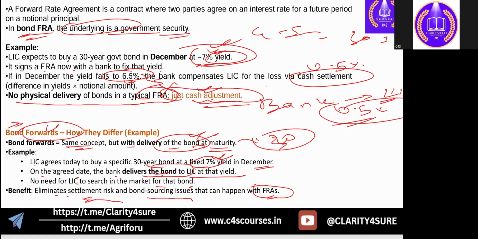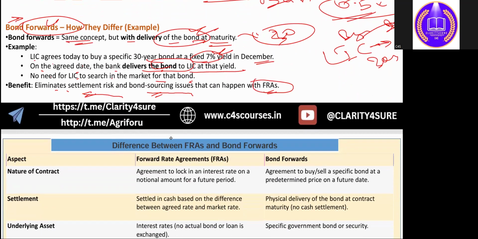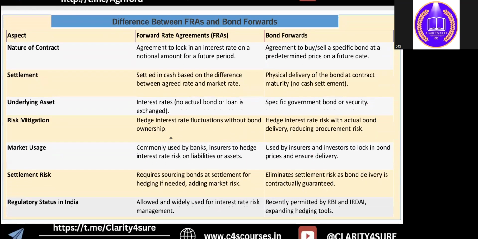सेटलमेंट रिस्क कैसे होगा, सेटलमेंट कैश एडजस्टमेंट होगा नहीं होगा, वो सब चीज का रिस्क खत्म हो गया। और बॉन्ड सोर्सिंग इशू की बॉन्ड सोर्स कौन करेगा, कहाँ से आएगा, यहाँ पे बैंक ही डिलीवर करने वाला है। जिस बैंक के साथ LIC ने एग्रीमेंट किया है वही 30 इयर्स के बाद, after 30 years, that bank will deliver the bond to LIC. यही बैंक दे देगा बॉन्ड। तो ये एक बेनिफिट्स है बॉन्ड फॉरवर्ड्स, right.